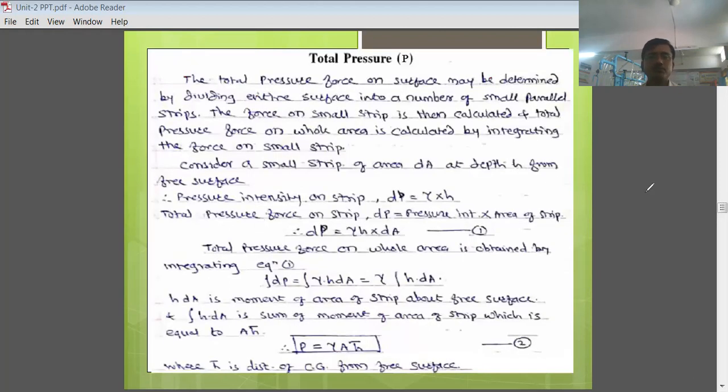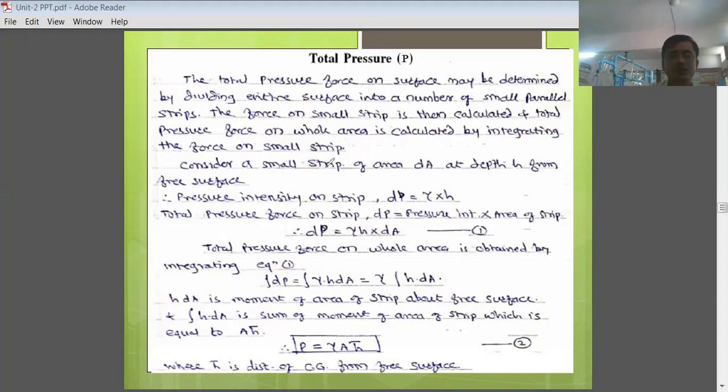See here, the total pressure force on the surface may be determined by dividing the entire surface into number of small parallel strips. The force on small strip is then calculated and total pressure force on a whole area is calculated by integrating the force on a small strip. First we find out the total pressure force acting on the smallest strip, and then to find out the total pressure force acting on the entire surface, we do the integration of this equation. Okay, the same thing here we are doing.